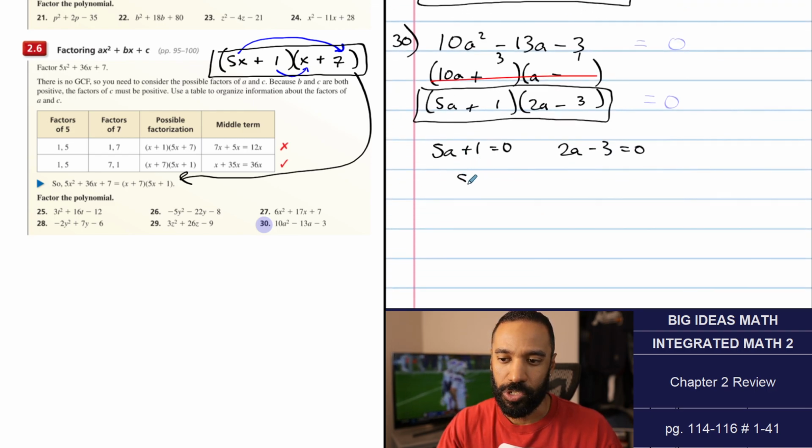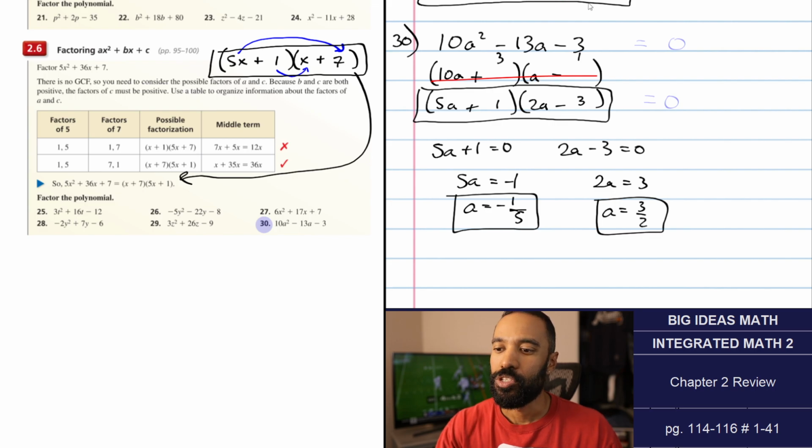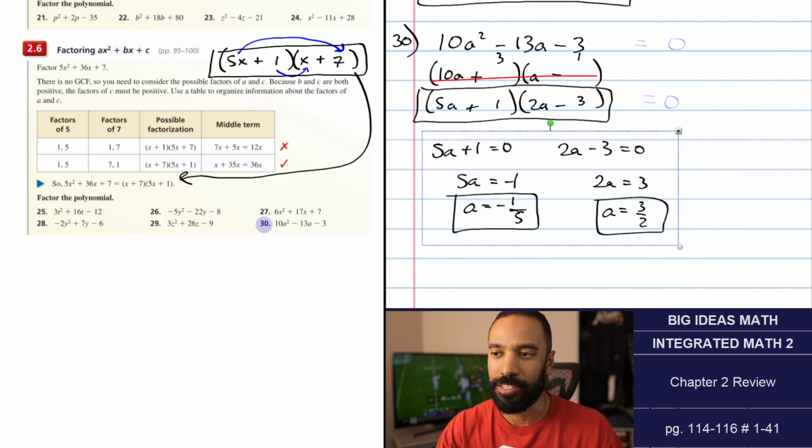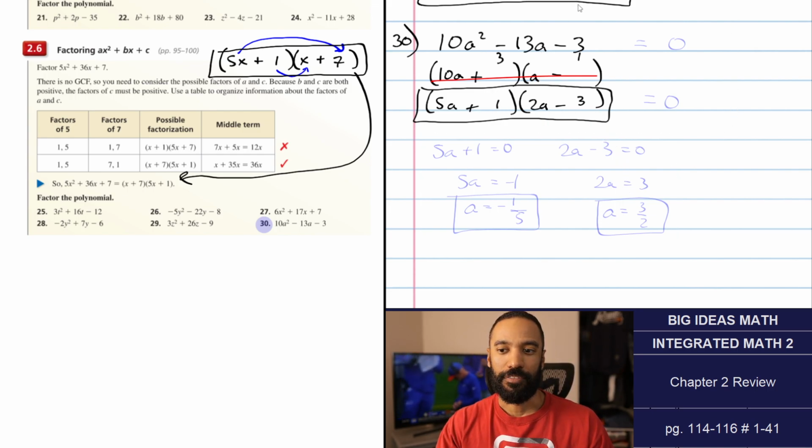It's not just subtracting 1, but either 5a plus 1 would equal 0, or 2a minus 3 would equal 0. So we subtract 1 from here, and then divide by 5. You get this fraction of negative 1/5. Remember, we're trying to find the value that would give us 0. And then here we get 2a equals 3, and a equals 3 halves, like that. So those are the 2 different options of possible answers that you would get from that set, if we were solving using that stuff.